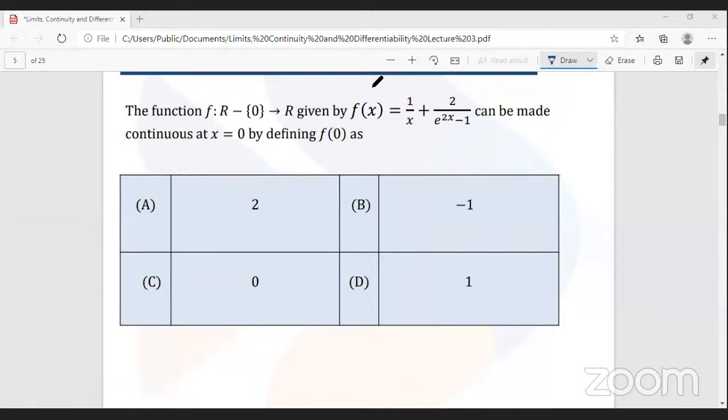So now should we discuss the solution? Should we move on to the solution part now? So let's discuss the solution now.